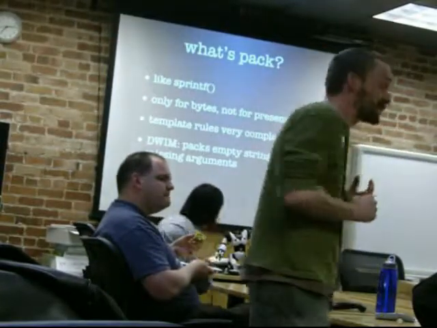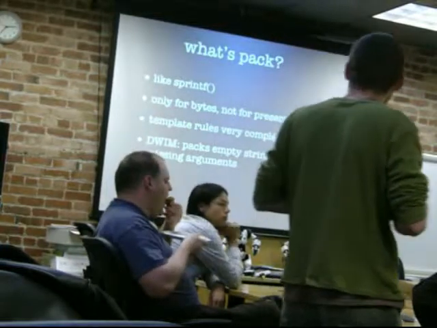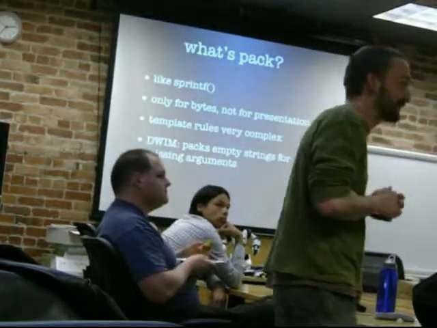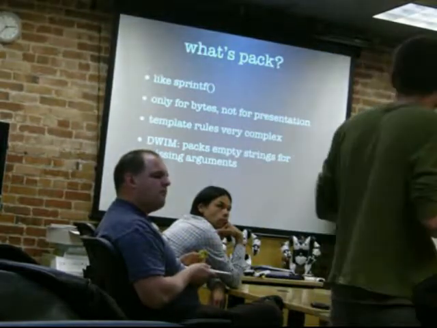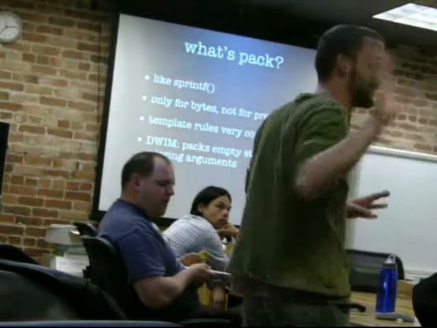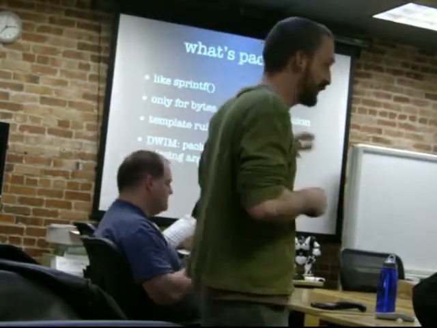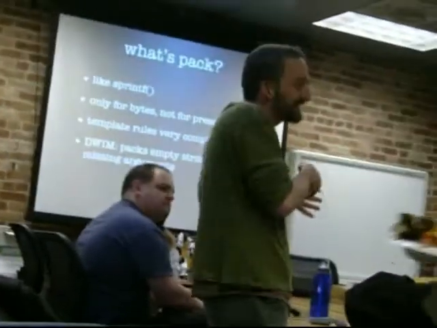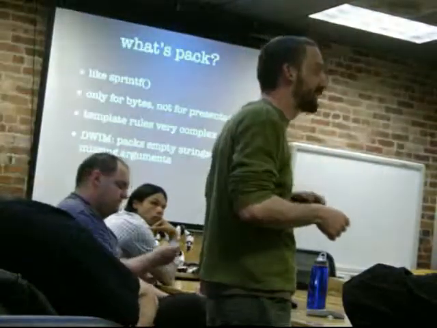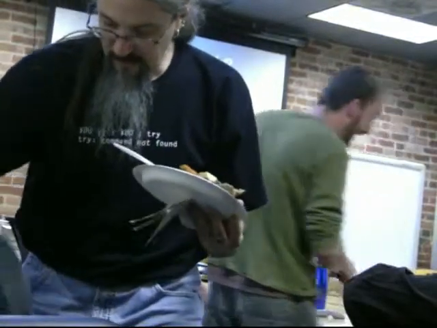The actual template rules are pretty hairy, and there's absolutely no reason to commit them to memory. Like sprintf, if you need to do something with it, you go look at the documentation because you shouldn't have memorized all that stuff. Make room in your brain for something else. And I'm just going to make a quick note that it is a dwimmy function. If you don't pass it enough arguments for the template, it's going to manufacture null bytes out of thin air and pack those for you. This is in contrast with Unpack.